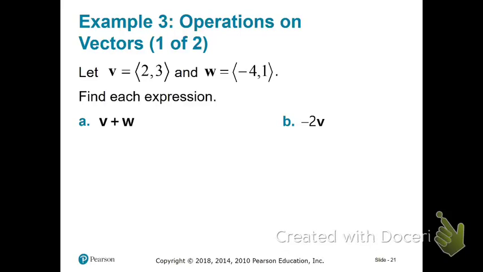All right, so it says on example 3, let vector v have the components of 2, 3, and vector w has components of negative 4, 1. Let's find each expression. Well, if we're finding vector v plus vector w, then we're going to take their first components and add them, and their second components and add them.